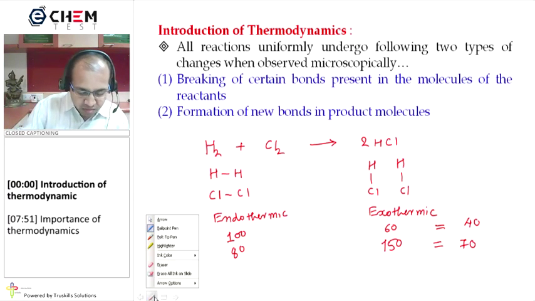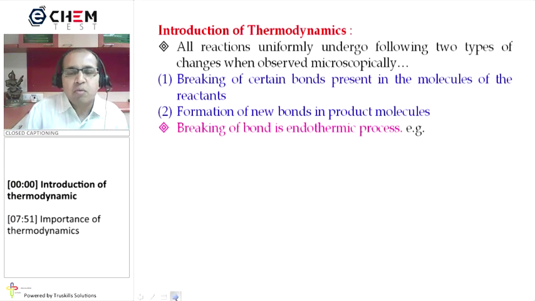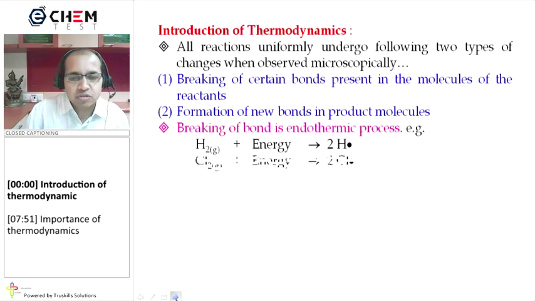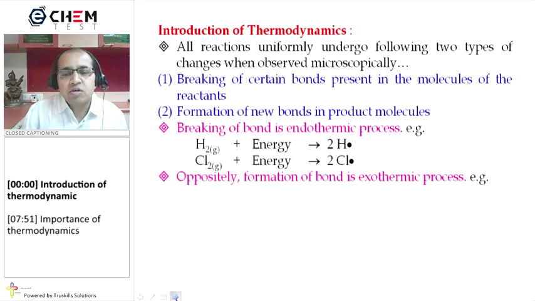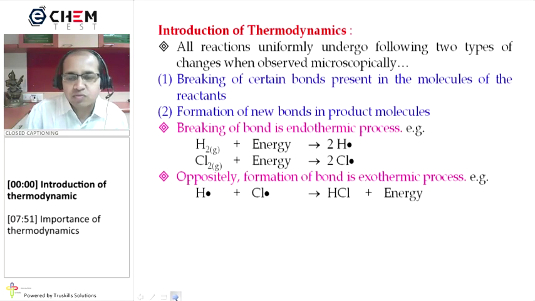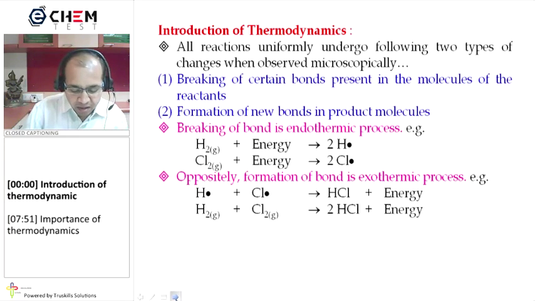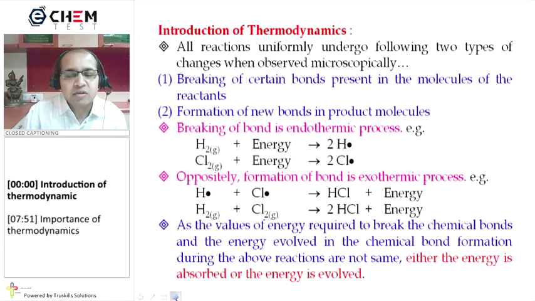So in summary, breaking of bond is always an endothermic process, like breaking of the hydrogen-hydrogen bond, breaking of the Cl-Cl bond. Same way, formation of bond is always an exothermic phenomenon. So whenever an H-Cl bond is formed, it releases energy. The energy required to break the chemical bond and the energy evolved in the formation of bond are never identical, never equal, so during the course of reaction, either energy is absorbed or energy is evolved.